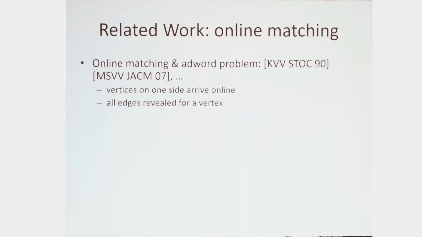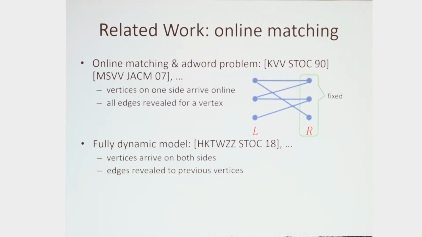So in this setting, we have vertices arriving on one side and vertices on the other side being present beforehand. So let's say we have a set of items corresponding to the right part of our bipartite graph, and then vertices on the left arrive online. And whenever a vertex arrives, we see all the incident edges. So vertices arrive and I reveal all the incident edges to them.